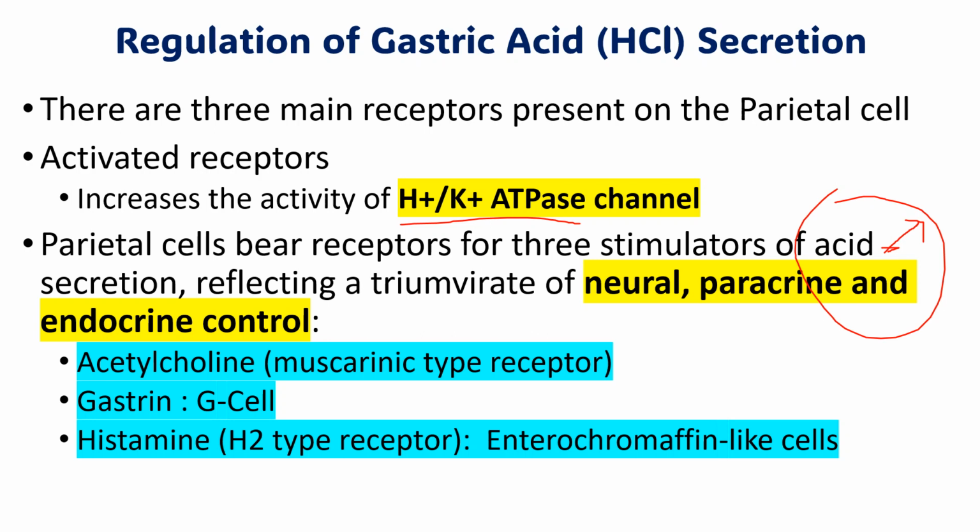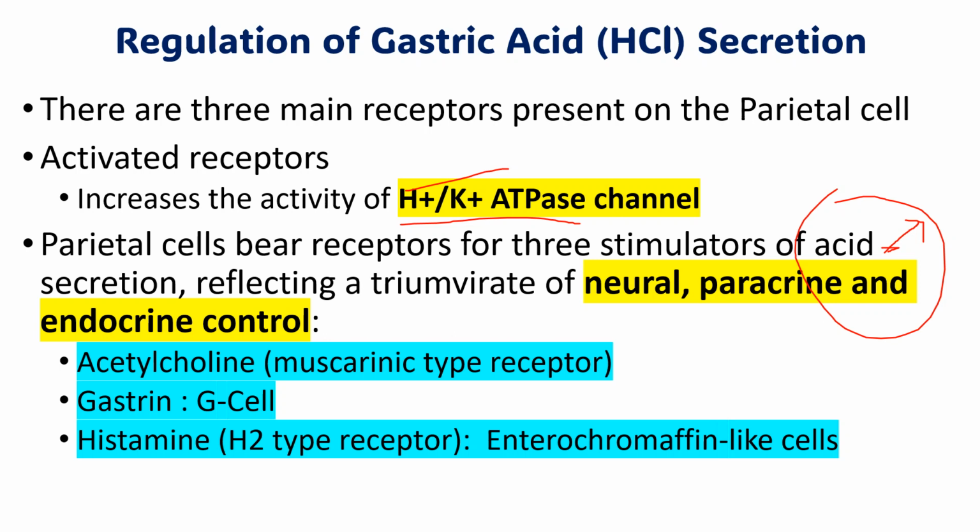Other than these three main regulators, there are several additional mediators that also help in gastric acid secretion, such as calcium. You have seen how calcium helps in the movement of this channel from the cytoplasm to the plasma membrane. Then we have bombesin, which stimulates gastrin release, and opiate receptors have been identified on the parietal cells. So there are a number of regulators.